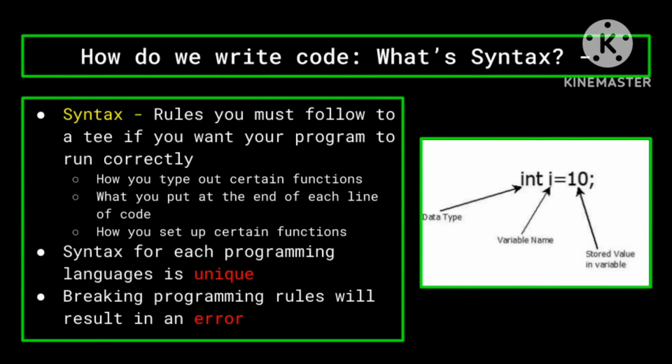Each programming language has its own syntax or rules that you have to follow to a T if you want your program to run correctly, just as if you were speaking in real life. These can be things such as how you type out certain functions, what you put at the end of a line of code, and how you set up certain functions. Each language is unique in its syntax, and while some may share similar rules, all will have some quirk which makes it stand out from the rest.